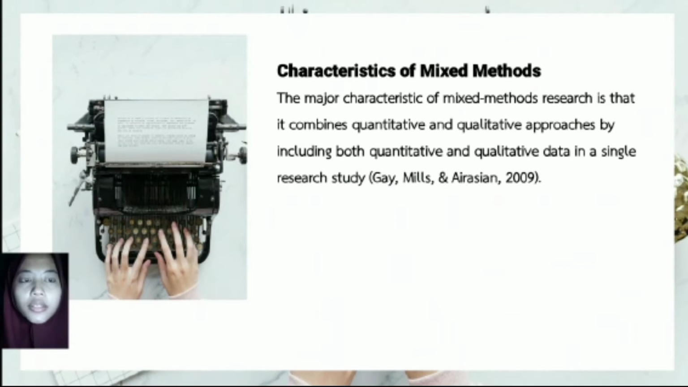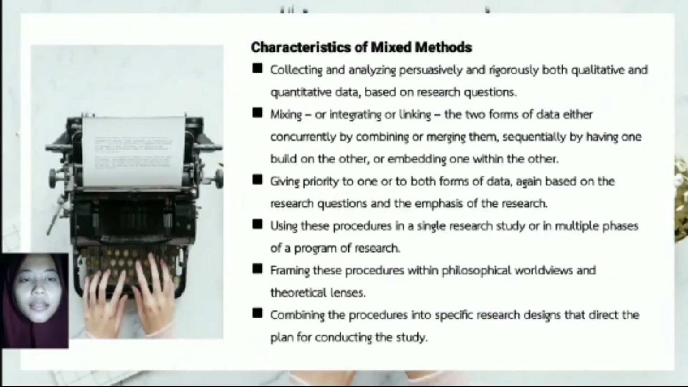The characteristics of mixed methods: the major characteristic of mixed methods research is that it combines quantitative and qualitative approaches by including both quantitative and qualitative data in a single research study. Next, the general characteristics of mixed methods. The first is collecting and analyzing persuasively and rigorously both qualitative and quantitative data based on research questions.